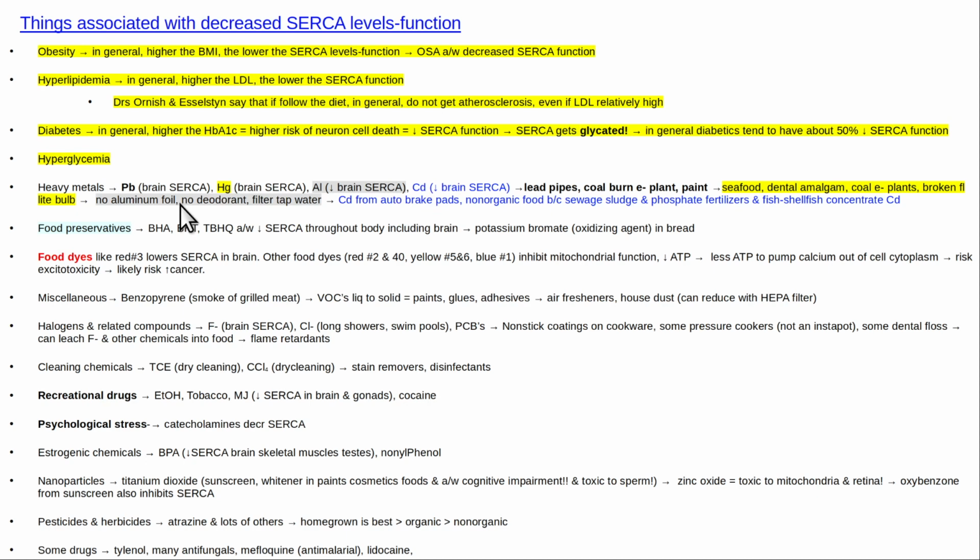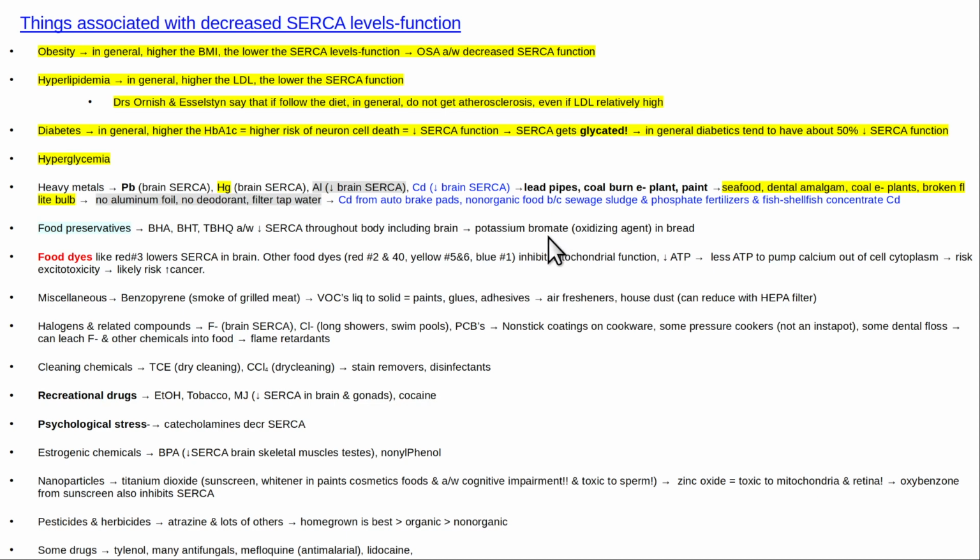Okay, lots of these heavy metals end up being toxic to SERCA. Lead, Pb for plumbing, because they used it for plumbing in Rome. That's where it gets that name. Hg for mercury, for measuring things. All these things inhibit SERCA in the brain. Aluminum, cadmium. These are ways you can avoid them by avoiding these things. Food preservatives, they're super common. You don't want to eat this processed food. BHA, BHT, TBHQ, and there are other ones. They all decrease SERCA function.